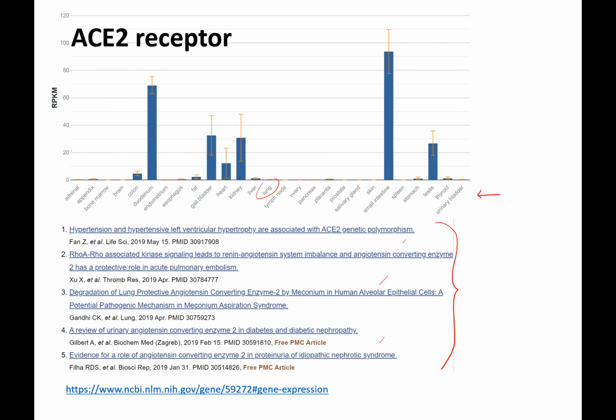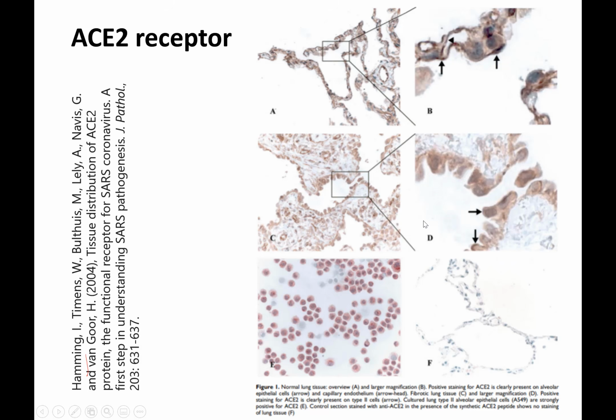And so when I first looked here, I thought, well, why is it affecting the lungs? But then researchers have looked more microscopically, and this is lung tissue, and they're showing staining for ACE2. So they said it's clearly present in alveolar epithelial cells, so those cells in the little sacs of your lungs, capillary endothelium, fibrotic lung tissue. So ACE2 is expressed in the lungs, which allows the coronavirus to infect the lungs and cause respiratory illness.